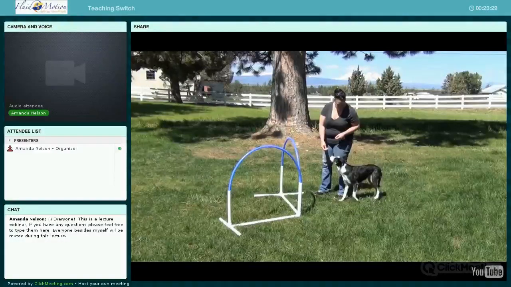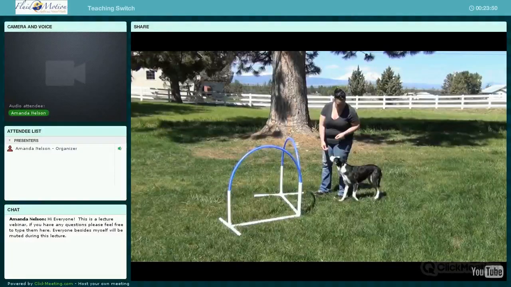Okay, that's a good spot. So I use food, and I use food quite a bit. And you can see me right here. Allie is on my left side. I have food in my left hand. And I'm going to step forward with my left foot, and that is going to drive her to that first hoop. That left foot is telling her we're going to that first hoop.